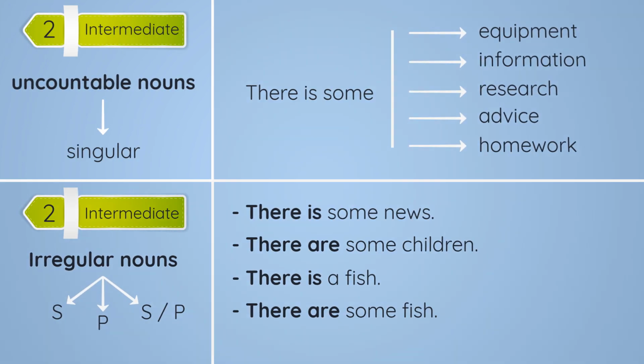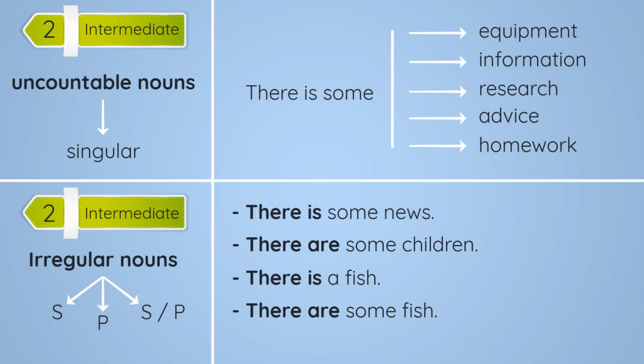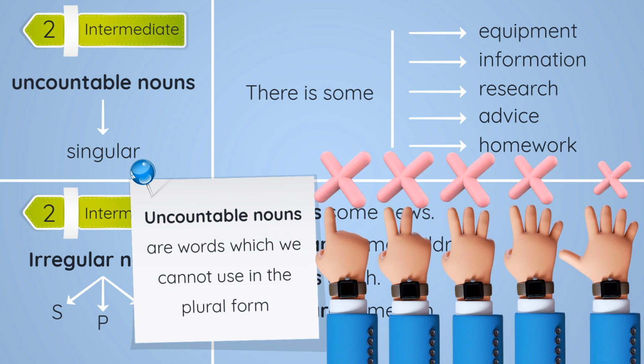So, now we're going to look at uncountable nouns. So what we are saying here is that we decide whether to use the singular or plural verb based on what kind of noun follows there is or there are. So what are uncountable nouns? Uncountable nouns are words which we cannot use in a plural form, but which we always use in a singular form. Always. Even though it might seem like it refers to lots of items, it's always singular.